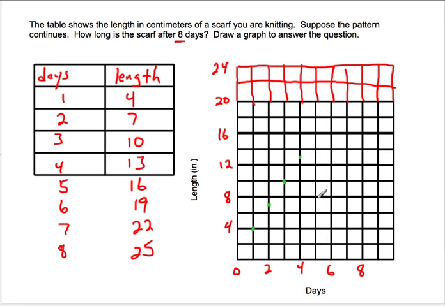5 we get to 16. And 6 we get to 19. And 7 we get to 22, which would be right here. And then 8 we get to 25, which is probably right around here. And then again, this also is a linear relationship. There we go, something like that. That's not perfect, but something like that.